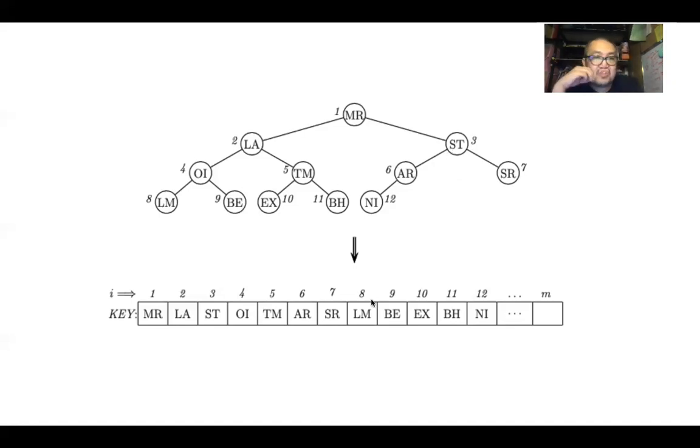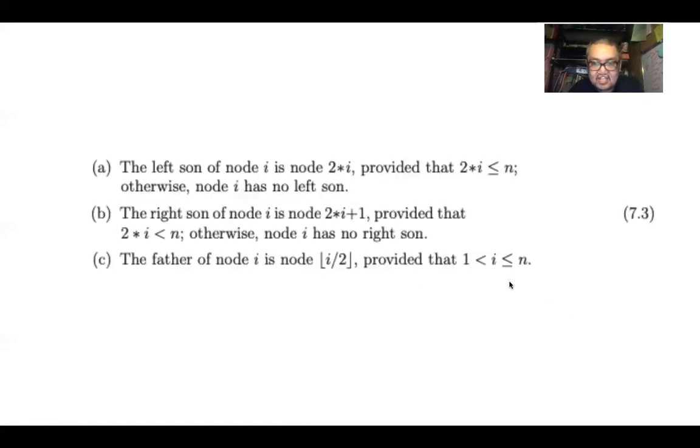How do we know if a node is a left or a right node? If it's an even node, then that is a left node. If it is an odd node, then that is a right node. So those properties are summarized here.